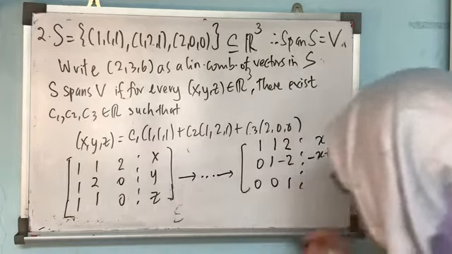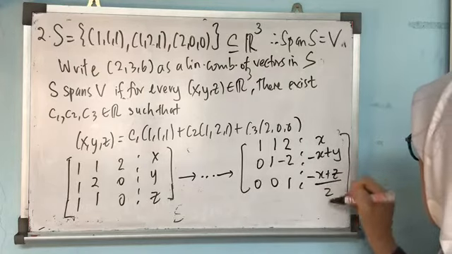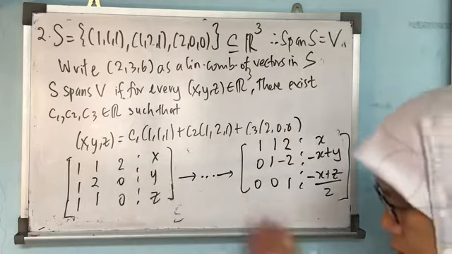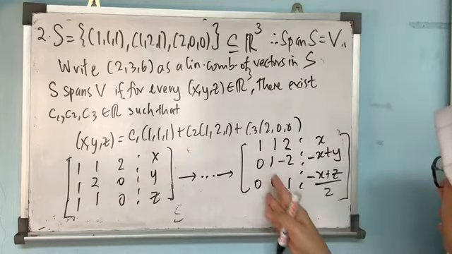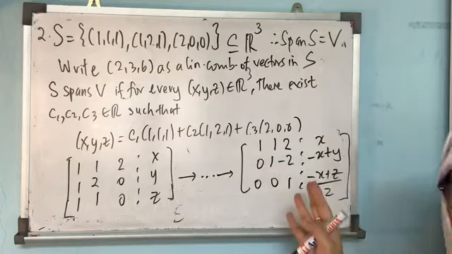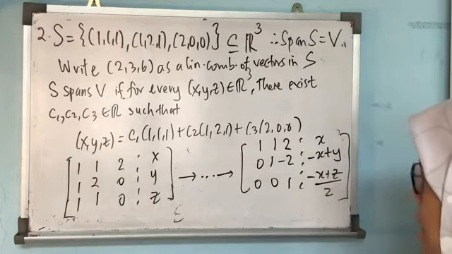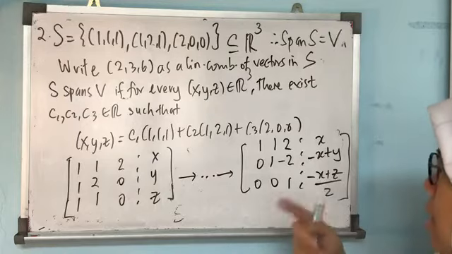What is that? Negative x plus z over 2. Okay, so you can also reduce this, and this means the rank is 3, the solution is unique, consistent, that's why it's span, and the span is R3.